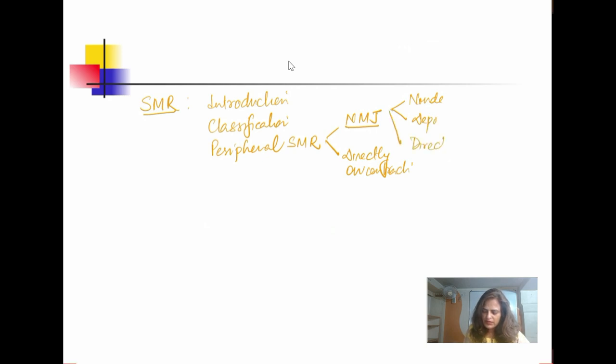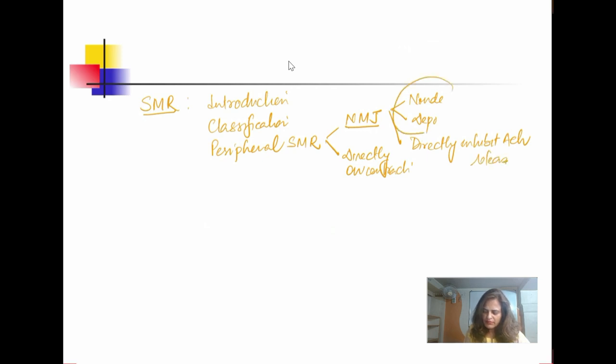So in the peripheral acting also, there are those which act on neuromuscular junctions. So there are two: neuromuscular junction and those which act directly on the contractile apparatus like dantrolene and quinine. So on the neuromuscular junction, further we have non-depolarizing, depolarizing, and those which directly inhibit acetylcholine release.